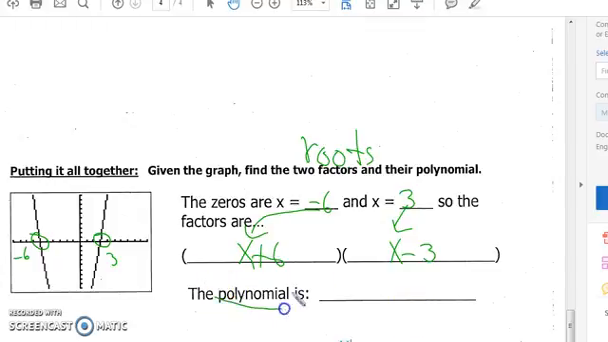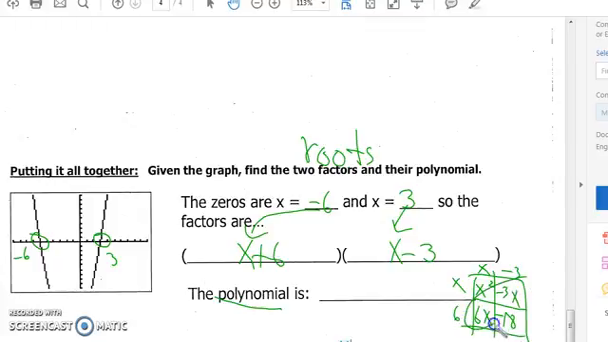And what is the polynomial? They want you to multiply these two. So you can use the box method or you can use FOIL. So right here I'm going to use x and 6, x and negative 3. x times x is x squared. x times negative 3 is negative 3x. 6 times x is 6x. 6 times negative 3 is negative 18.